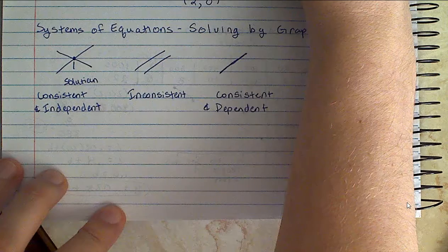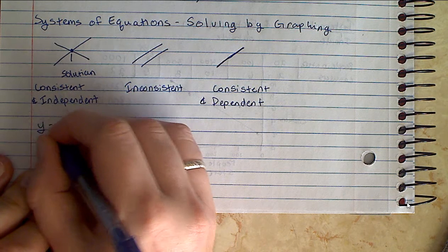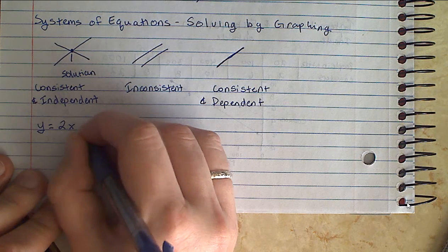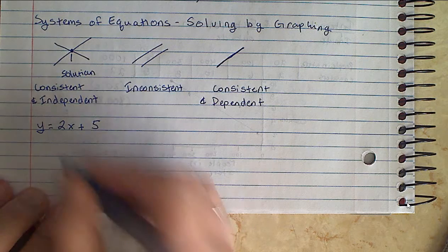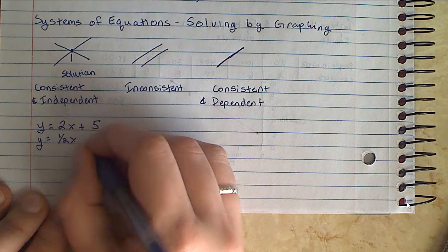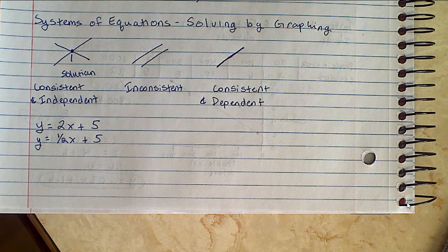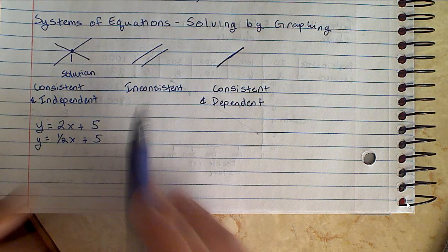A person. Okay. So let's take a look at an example here. Let's say that we have two lines. y is equal to 2x plus 5. And let's do another one that's y is equal to 1/2 x plus 5. So with these two lines here, I want to find, first of all, if they're consistent and independent, inconsistent, or consistent and dependent. And then if they are consistent and independent, I want to find what the solution is, so the point where they intersect. If they don't intersect, I want to say that they don't intersect, and then just leave it at that.